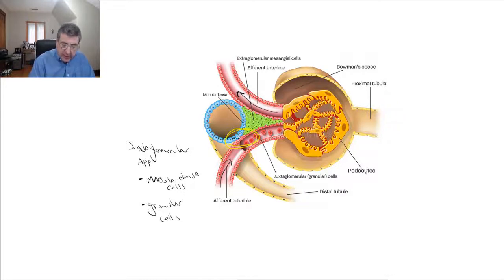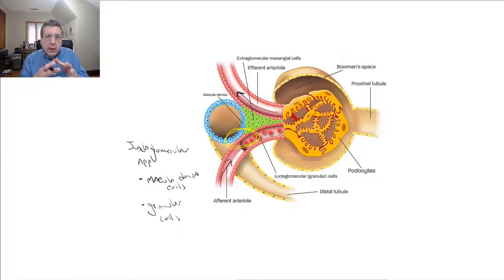Macula densa cells are going to be part of the distal convoluted tubule and the distal end of the ascending limb of the loop. So if you have the loop of Henle and you have a descending limb, it turns around, then you have an ascending limb. And that ascending limb then goes into your distal convoluted tubule. Roughly at the area for the distal convoluted tubule, it's in between the afferent and efferent arterioles.